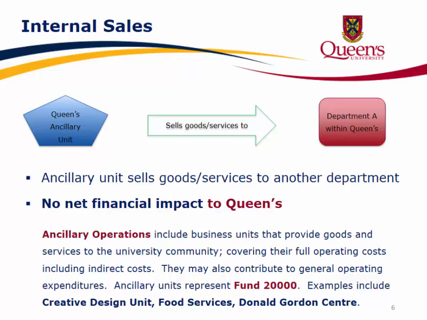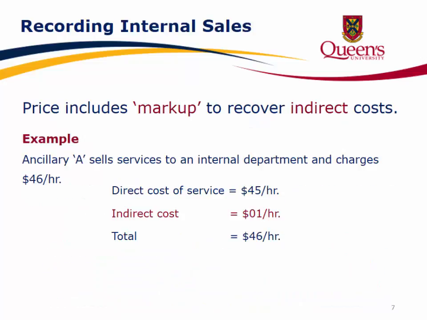Ancillary operations include business units that provide goods and services to the university community, covering their full operating costs, including indirect costs. They may also contribute to general operating expenditures. Ancillary units represent Fund 20,000. Examples include Creative Design Unit, Food Services, Donald Gordon Center, just to name a few. When recording an internal sale, the price will include a markup to recover indirect costs.